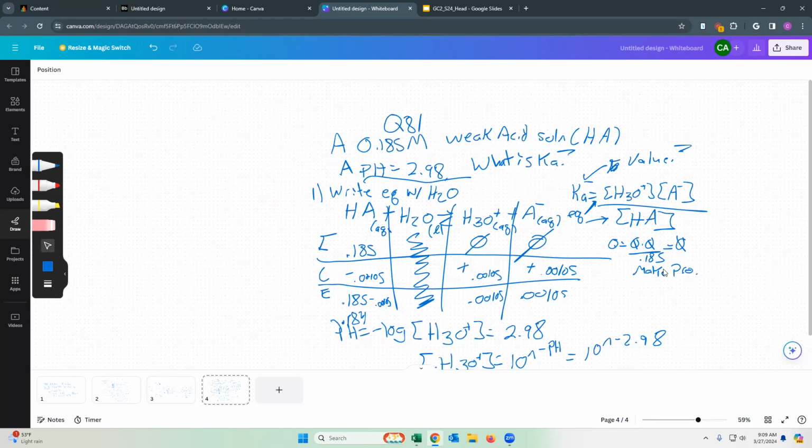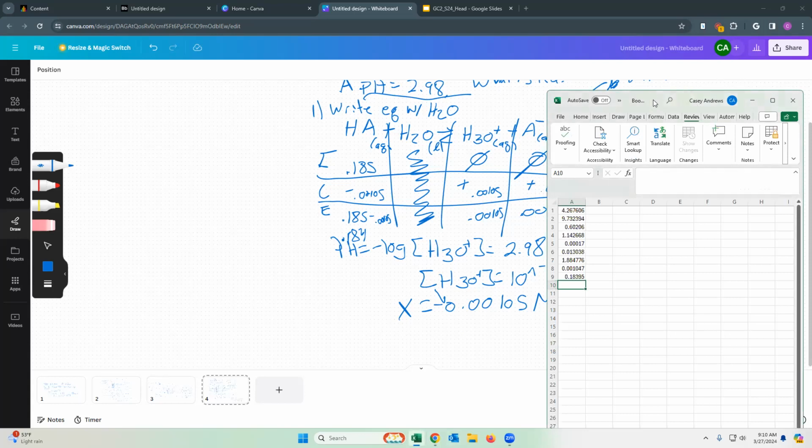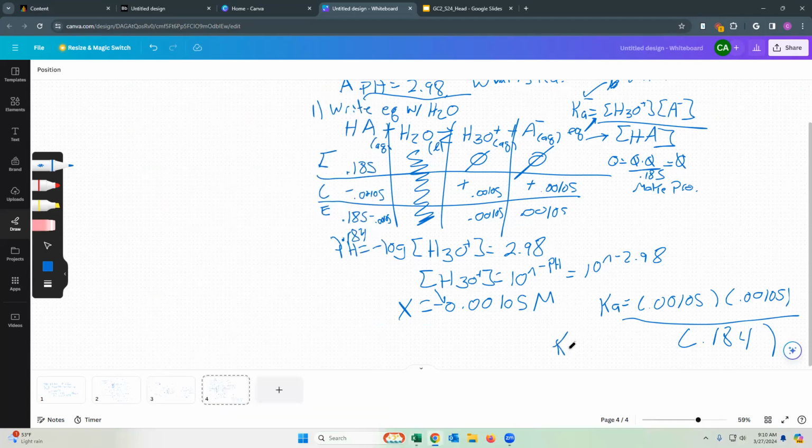Oh, I wish I knew how to move you over without a touch screen, but that's okay. Let's solve for Ka. So I'm actually going to do it down here. Ka equals the equilibrium concentration of H3O plus, which is 0.00105, multiplied by A minus, 0.00105, divided by HA, 0.184. So let's do 0.00105 times 0.00105, divided by 0.184. Ka is 5.99 times 10 to the minus 6.